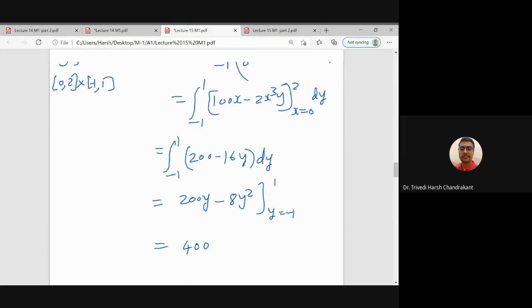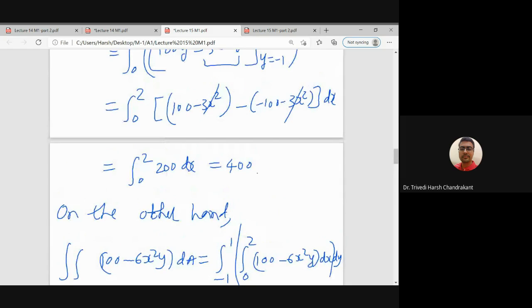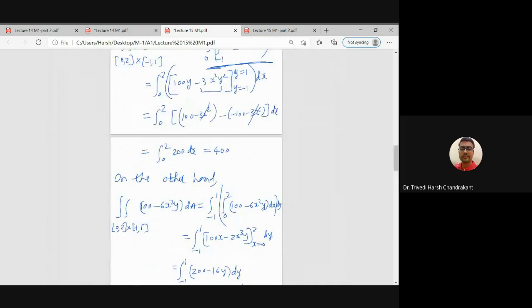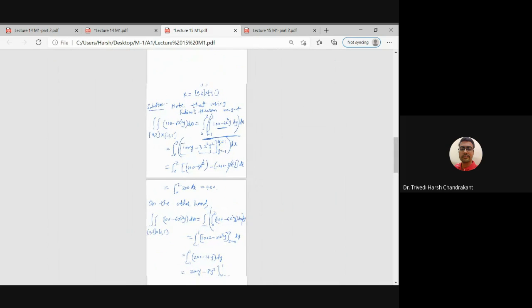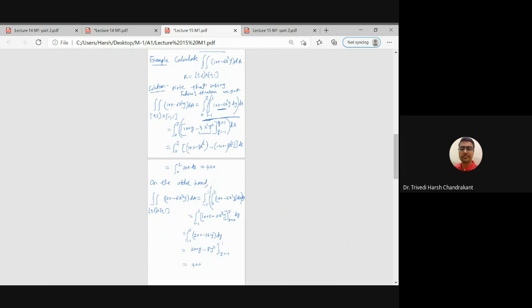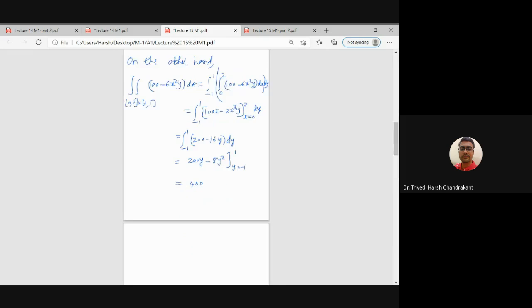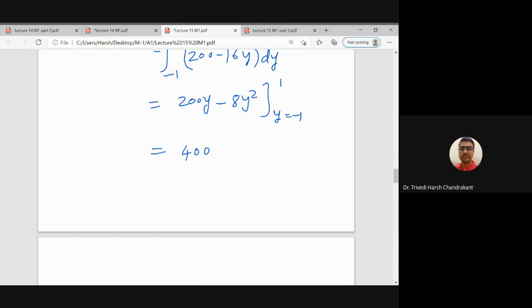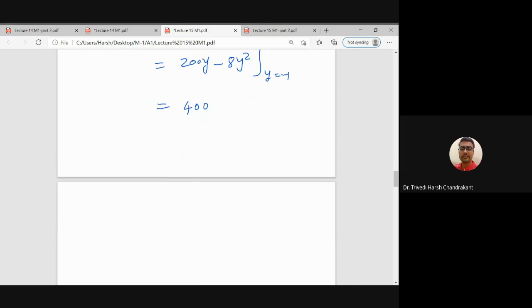So it doesn't matter whether we first integrate with respect to x or with respect to y, the answer we are getting is the same, that is 400. But this is actually true for the rectangular region only. In general, this may not be true. So what do we mean by in general? Let us see the general Fubini's theorem.